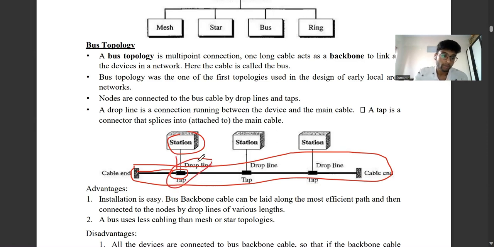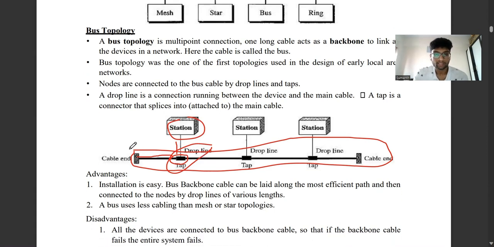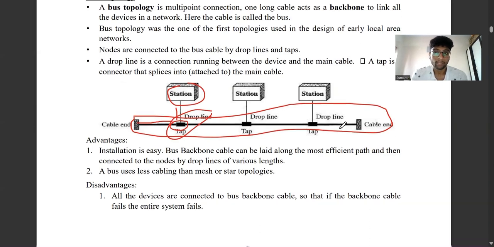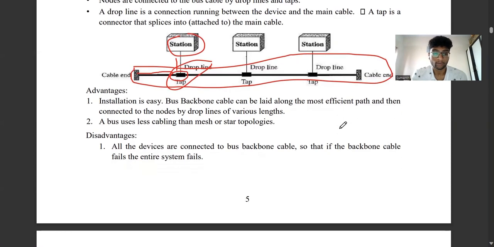Coming to advantages, this is simple and inexpensive to set up. It basically requires a single wire which can be used to connect all the stations, and it is well suited for small networks with minimal cable. We can add multiple stations anywhere, but there are disadvantages, which we are going to learn.